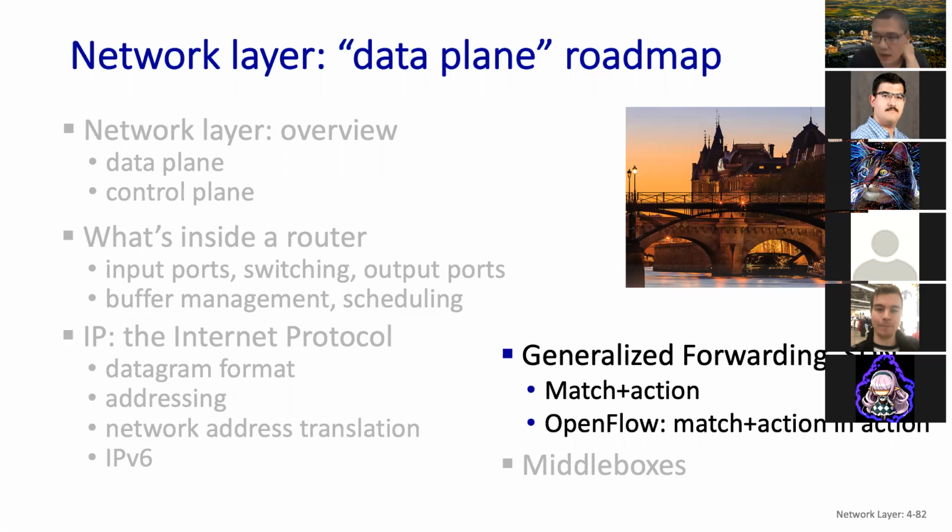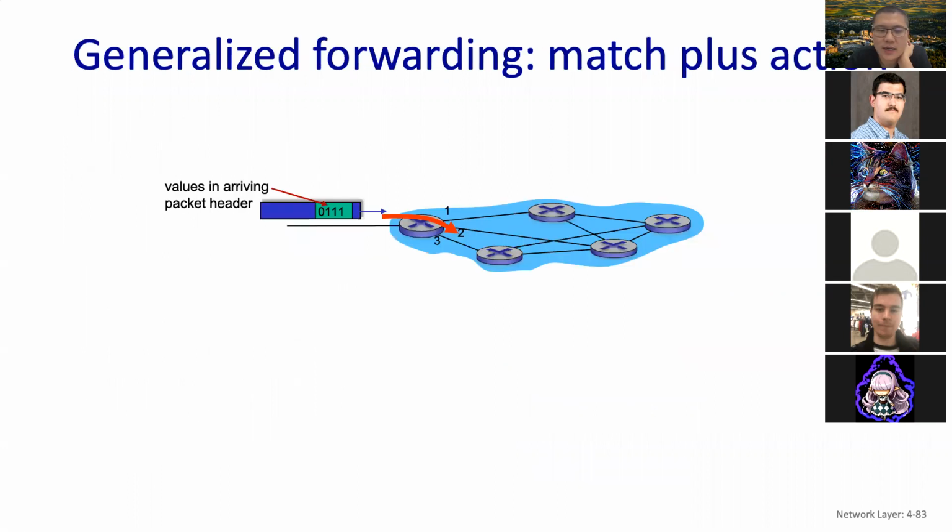Today I want to finish this chapter. We will generally discuss generalized forwarding, which is usually used in software-defined networks, and we will mention middleboxes to close this chapter. Let me know if you have any questions during the class. So let's talk about generalized forwarding, the match plus action policy.